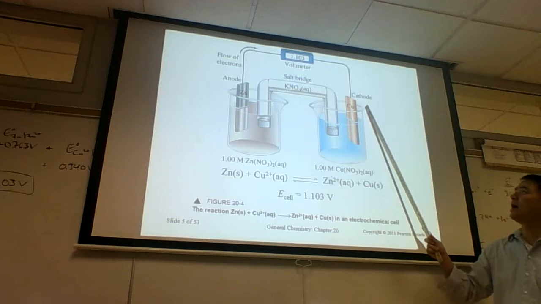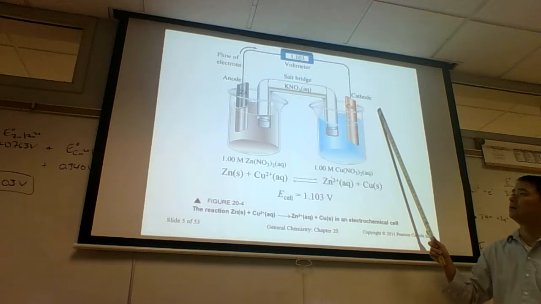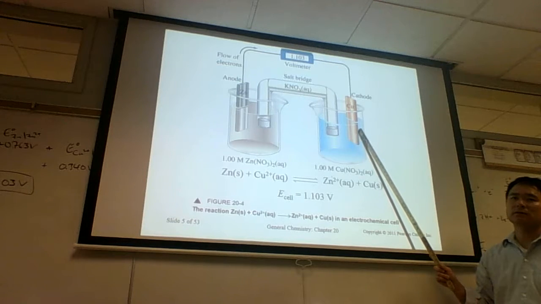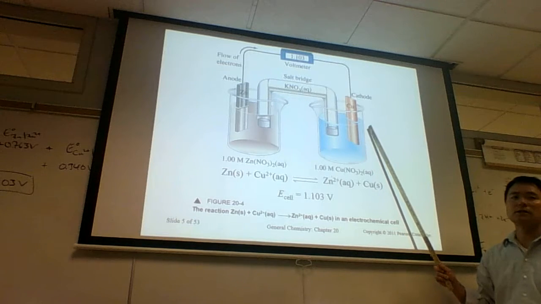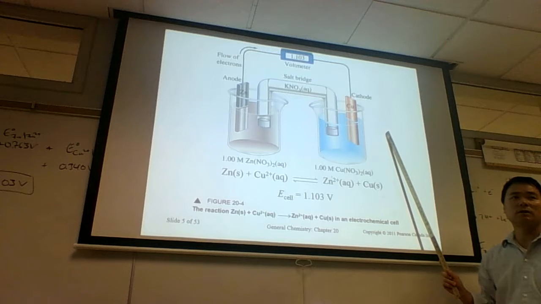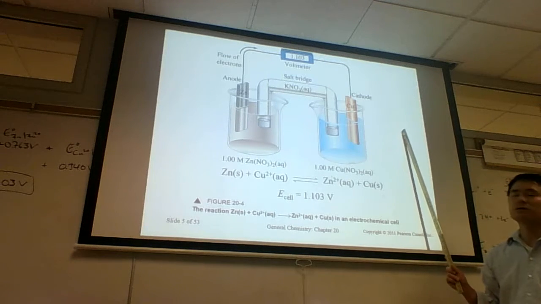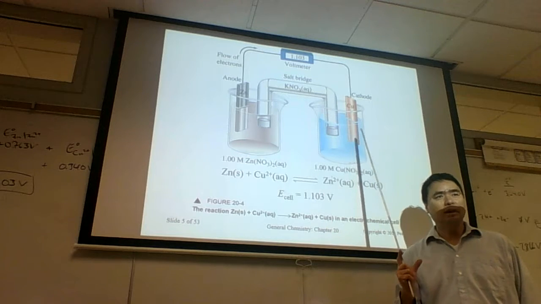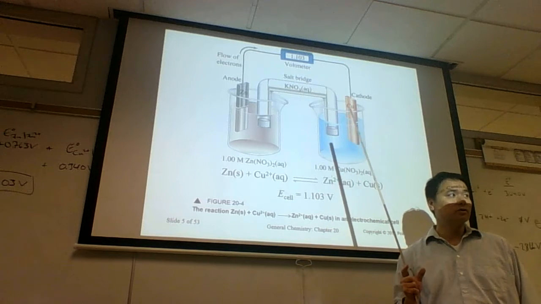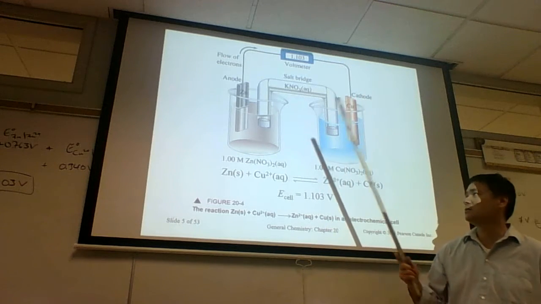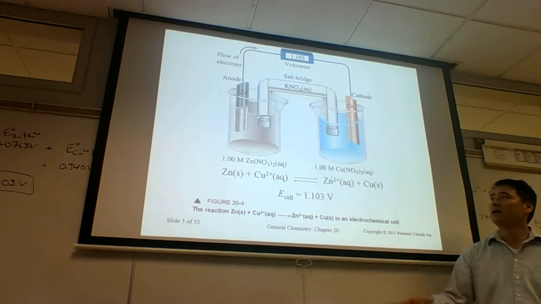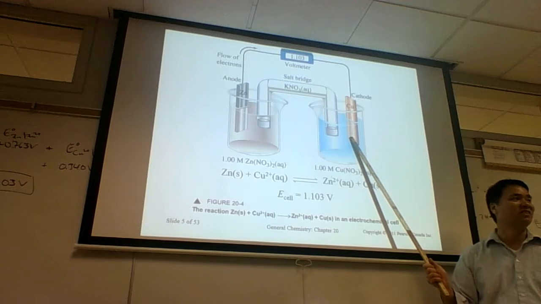And at the cathode, what happens? Reduction. And so what's the reduction half reaction here? Cu2+ plus 2 electrons yields Cu solid. Now, in batteries, we like to label one electrode positive and another electrode negative. And so which one of these electrodes is positive, which one is negative? Anode is negative, cathode is positive. Good.